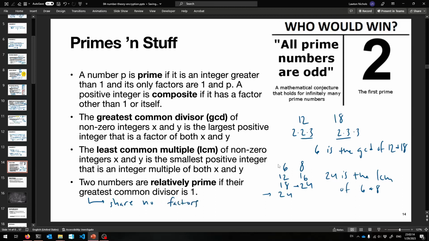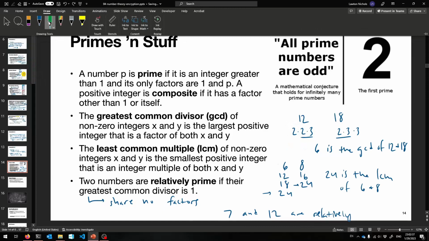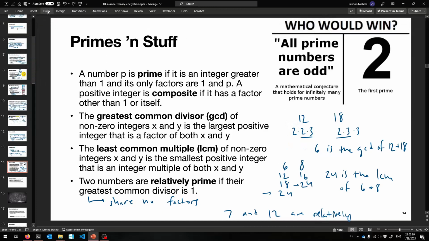And so, for example, 7 and 12 are relatively prime, even though 12 is not a prime number. 12 is equal to 2 times 2 times 3, and 7 is equal to 7 times 1, right? They share no factors. That's what it means to be relatively prime, even though 12 is not itself prime. All right, so relatively prime means nothing about primeness. So the two numbers do not have to be prime, okay?